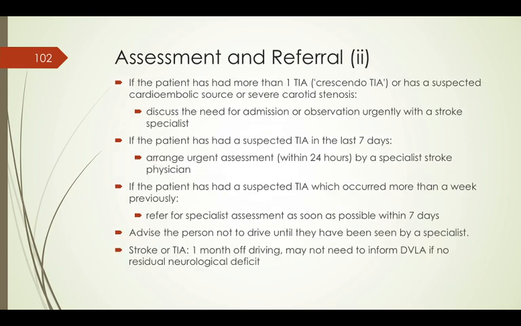So these are the criteria to refer someone. If they've had more than one TIA or have had a suspected cardioembolic source or severe carotid stenosis, you need to discuss the need for admission or observation with a stroke physician. If the patient has had a suspected TIA in the past 7 days, they need to be seen by a specialist within 24 hours. If the suspected TIA occurred more than a week ago, they need to be seen by a specialist within 7 days.